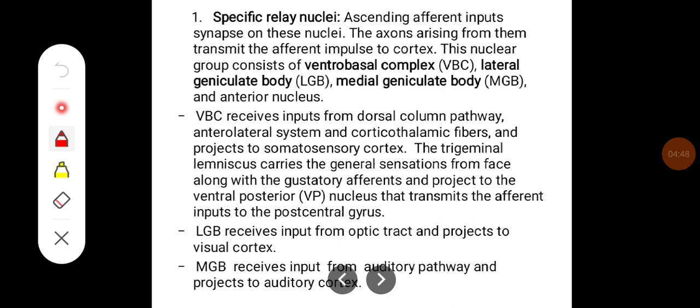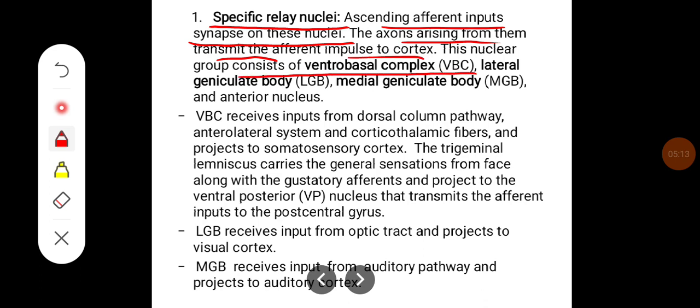So coming to the physiological divisions or functions, first one is specific relay nuclei. The thalamus acts as a specific relay nuclei, assigning afferent inputs synapse on these nuclei. The axons arising from them transmit the afferent impulse to the cortex. This nuclear group consists of ventrobasal complex, lateral geniculate body, medial geniculate body, and anterior nucleus.